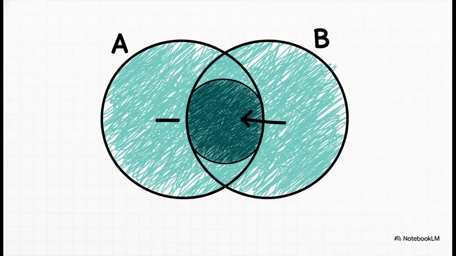Think about it. We counted it once when we calculated P of A, and we counted it a second time in P of B. So the whole point, the crucial step, is that we have to subtract it once to get back to the true probability.